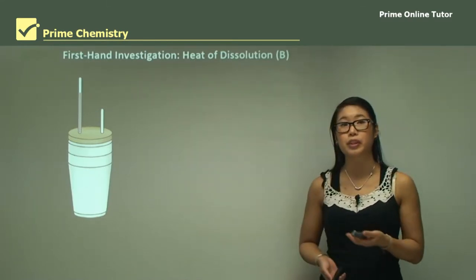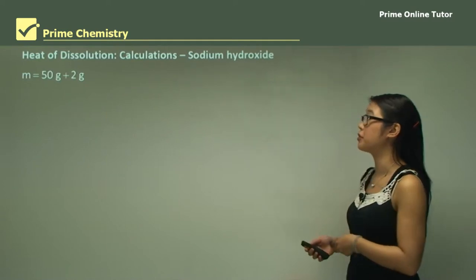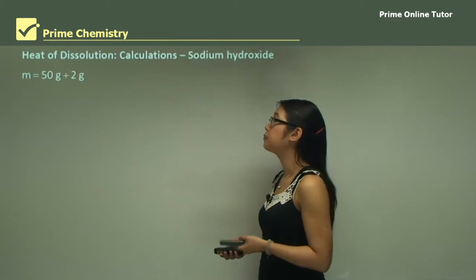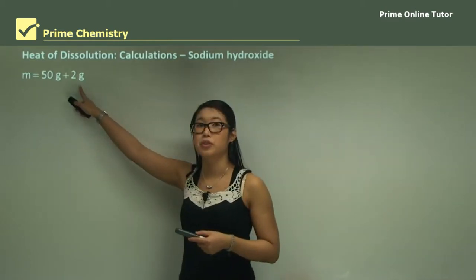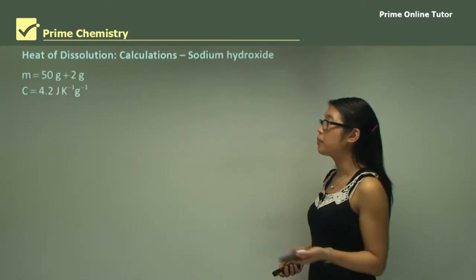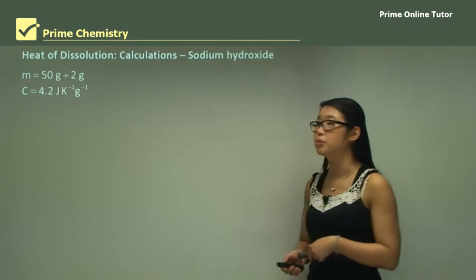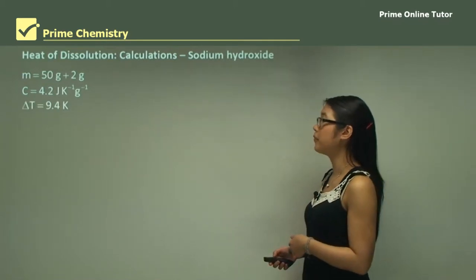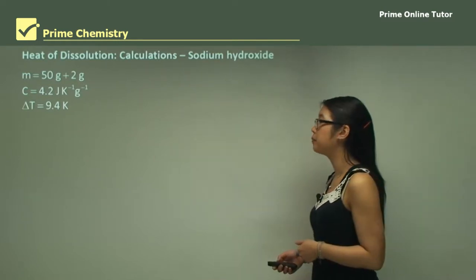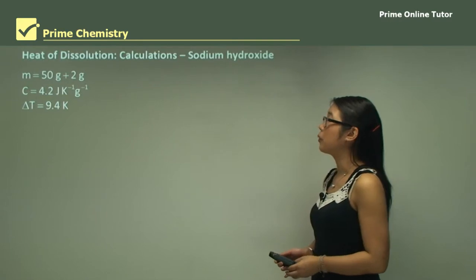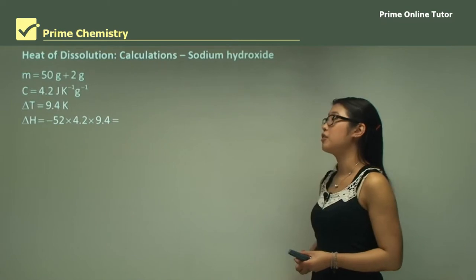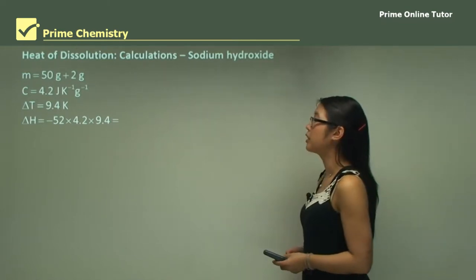So we'll just continue on with the next calculation, which is sodium hydroxide. We have 50 grams of water as our solvent, and then we put in 2 grams of the solute, which is the sodium hydroxide. So our mass is going to be 52 grams. The heat capacity of water is 4.2 joules per Kelvin gram, and the change in temperature was 9.4 Kelvin, or 9.4 degrees Celsius. So we have to use this to calculate delta H, which is 52.